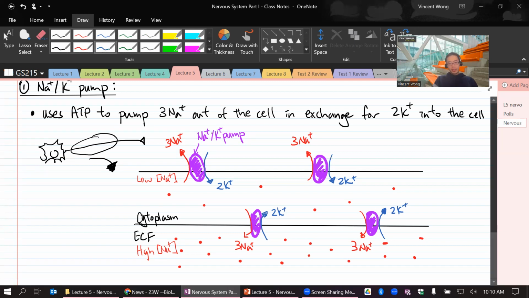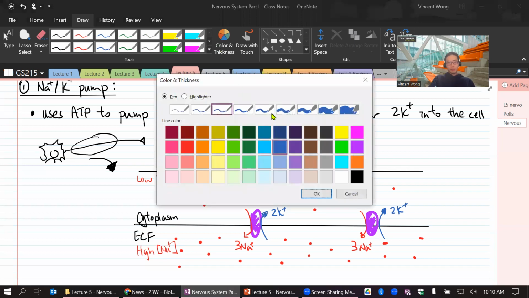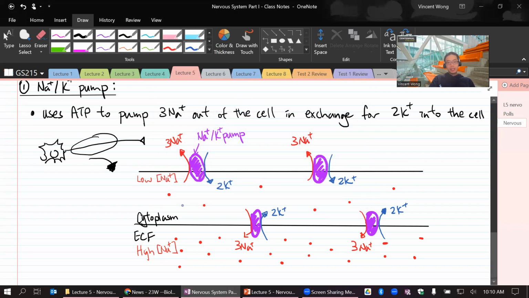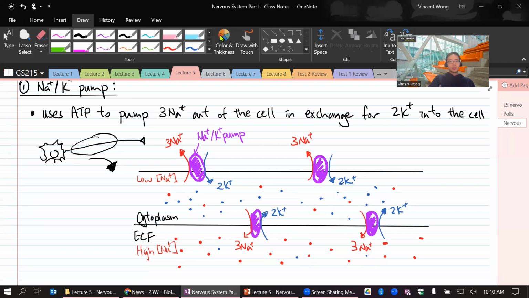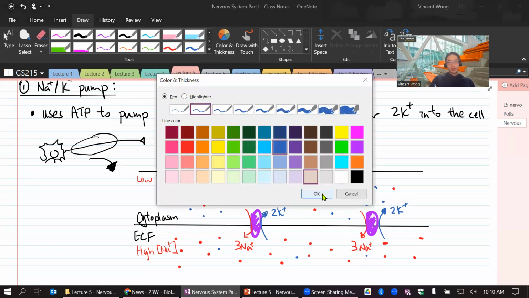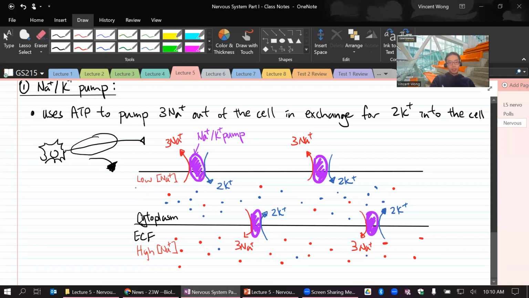Now, similarly, for the potassium, because the sodium-potassium pump keeps on pumping them in, we will have more potassium on the inside compared to outside, right? So if I have to write a descriptor, we would have high potassium on the inside, relatively speaking, compared to outside.